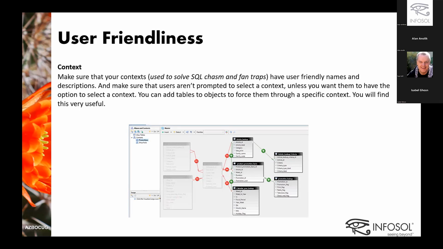Okay, and we're going to talk about contexts more in the next couple sections, but for the end user, just make sure your contexts, which are used to solve SQL chasm traps, fan traps and loops, have user-friendly names and descriptions. And you definitely want to sort the context issues out at the universe level because you don't want the pop-ups to show up for the end user. I find that a lot of them get overwhelmed if they get a pop-up to sort a context when they're trying to build a report. So we want to make sure we get all the joins and loops figured out at the universe level.